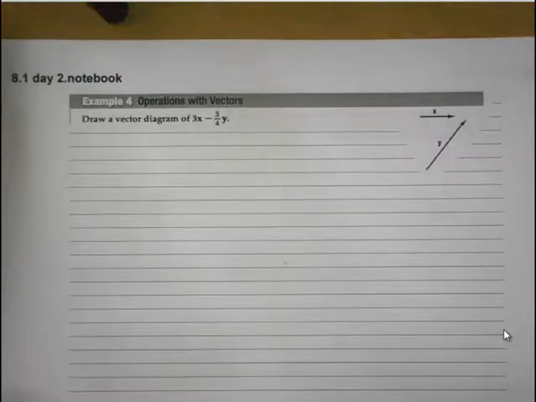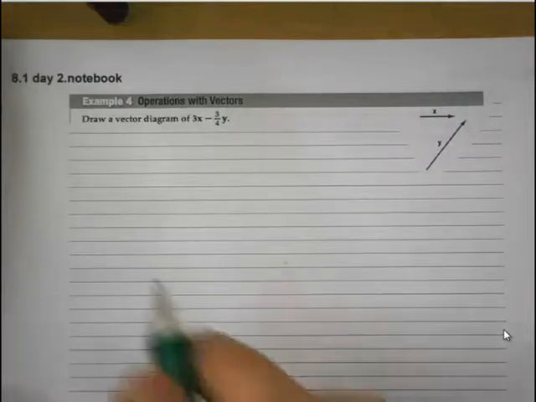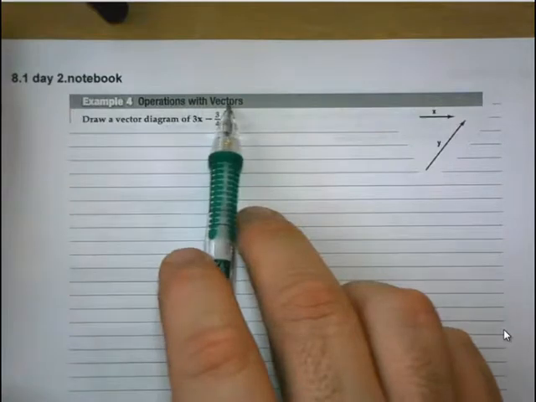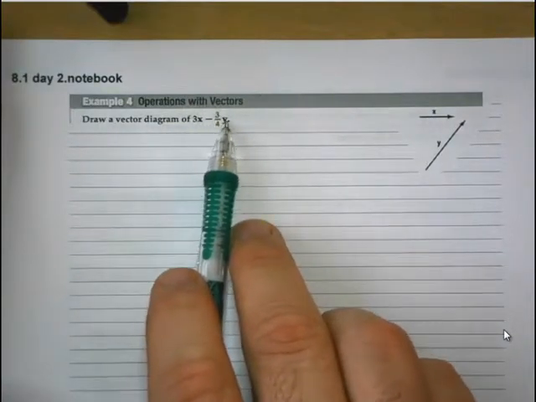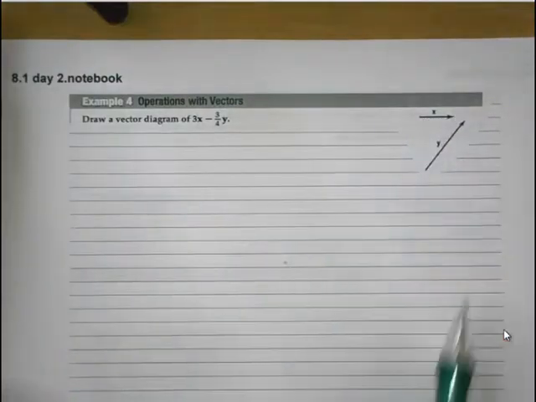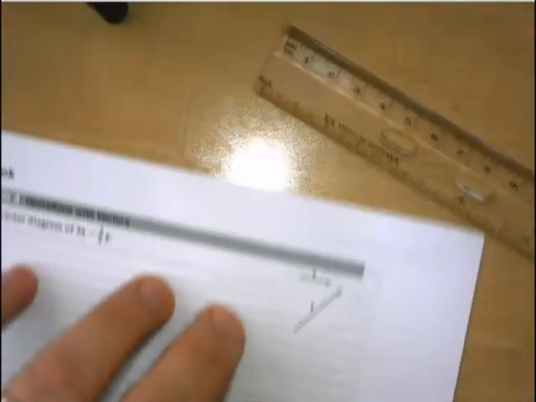This is section 8.1, day 2 on vectors. Here we have example 4, operations with vectors. Draw a vector diagram of 3x minus 3/4 y. So here's x, there's y. Let's get some measurements on x and y.